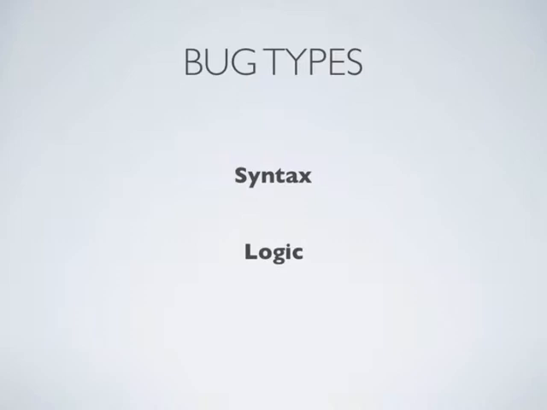The other type of bug, of course, that can occur is a little bit more complex, called a logic bug or a logic error. Logic bugs aren't brought about through incorrect use of the language. They're brought about by illogical use of the language.